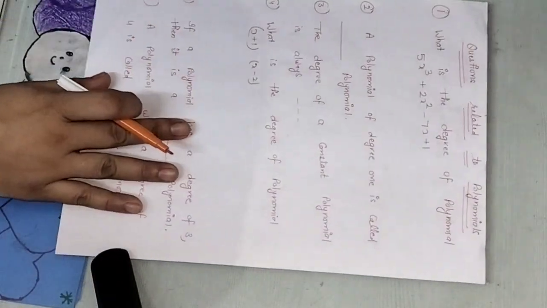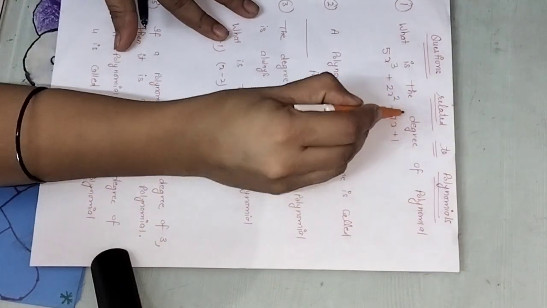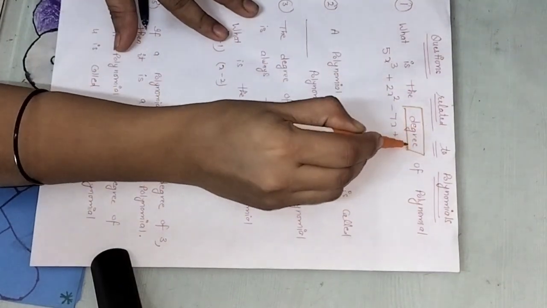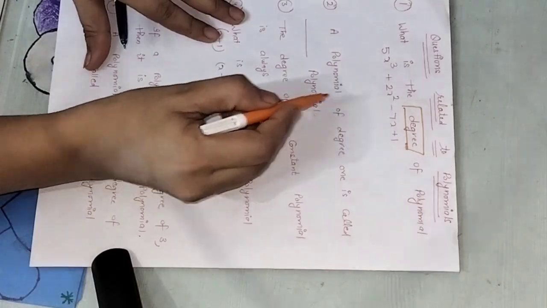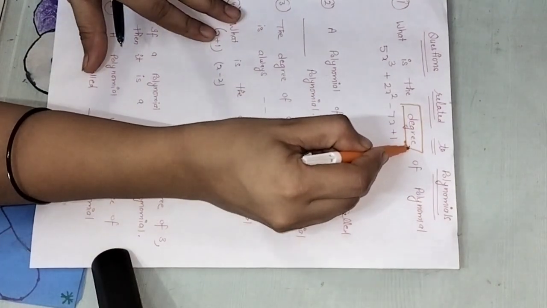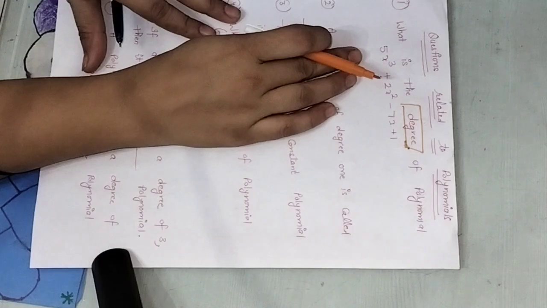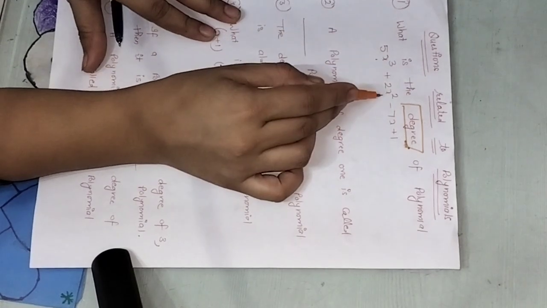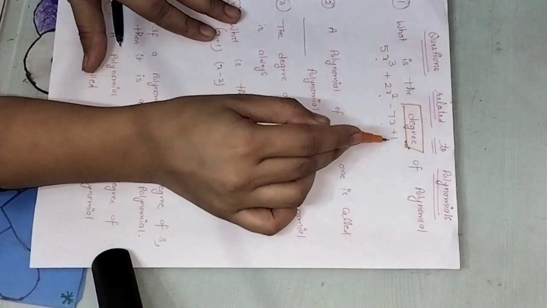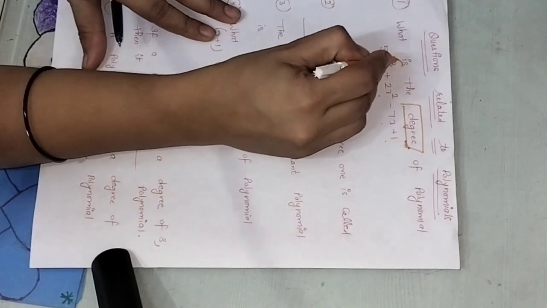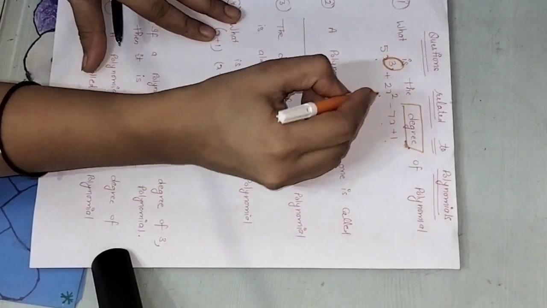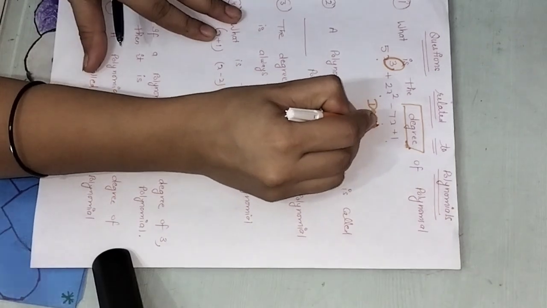Question 1 is, what is the degree of a polynomial? Degree, as I already told you in the previous class, the highest power is known as degree. In this statement, 5x cube plus 2x square minus 7x plus 1, here the highest power is 3. So, degree will be 3.